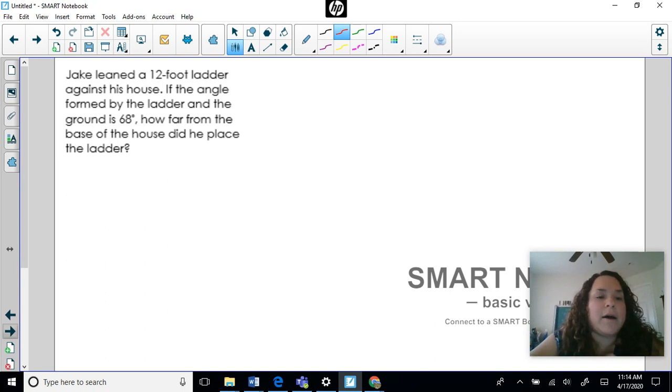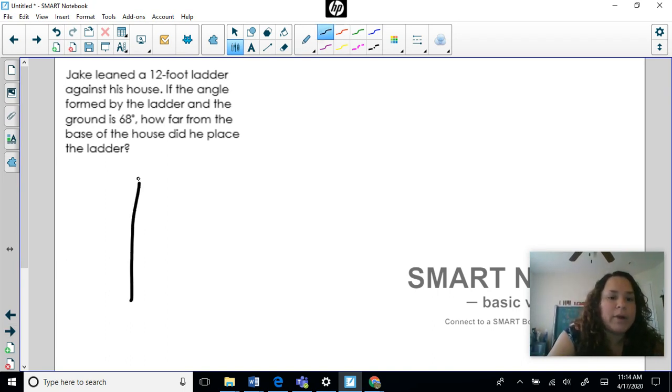We have here a word problem. Jake leaned a 12-foot ladder against his house. If the angle formed by the ladder and the ground is 68 degrees, how far from the base of the house did he place the ladder? Excuse my son. He wants to be in the room while I'm recording. So let me go ahead and draw the right triangle. Yes, he's obsessed with Pac-Man right now.